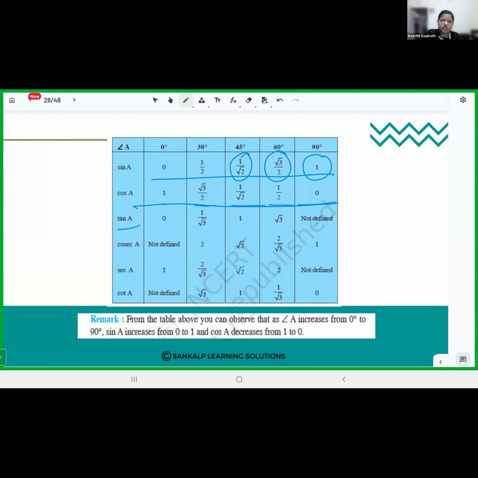Alright, now how will you obtain tan A? We know tan A is equal to sine by cos, right? So tan 0 is equal to sine 0 by cos 0. What is sine 0? Sine 0 is 0 and cos 0 is 1. 0 by 1 is equal to 0.